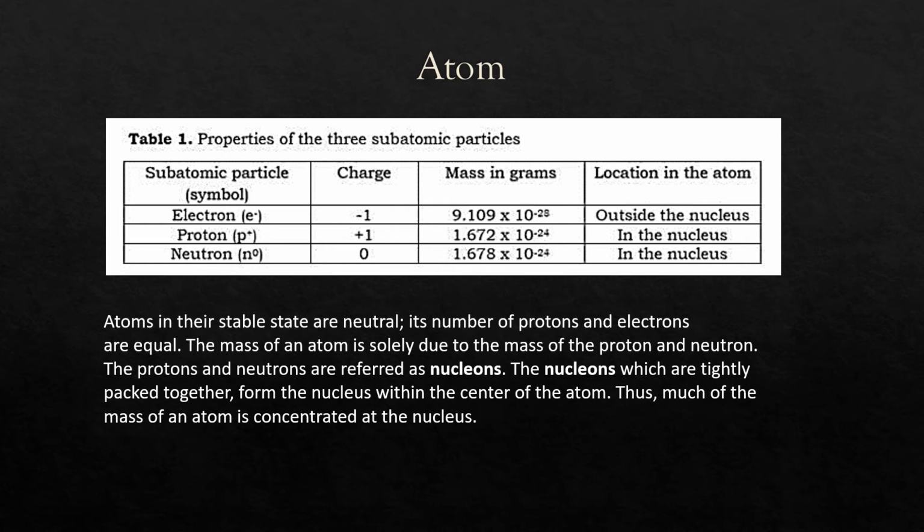Atoms in their stable state are neutral. Their number of protons and electrons are equal. The mass of an atom is solely due to the mass of the protons and neutrons. The protons and neutrons are referred to as nucleons. The nucleons, which are tightly packed together, form the nucleus within the center of the atom. Thus, much of the mass of an atom is concentrated at the nucleus.